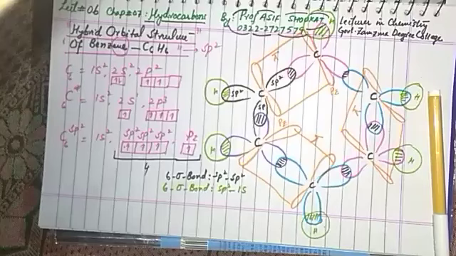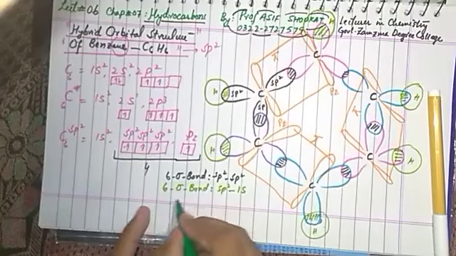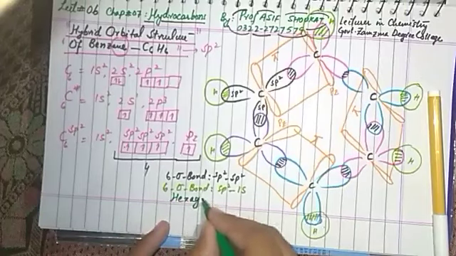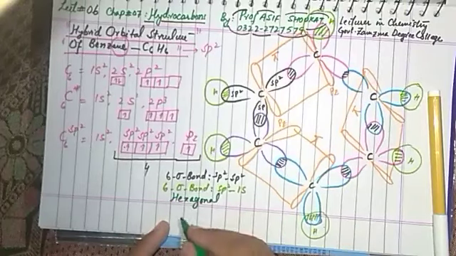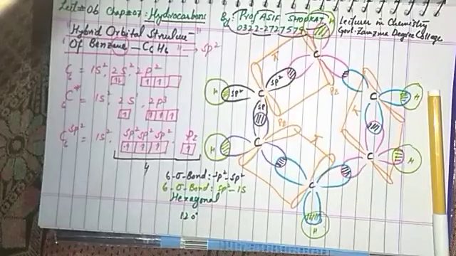Finally, you can have a beautiful look at this hexagonal benzene ring structure. The shape is hexagonal, and the bond angle would be 120. Why 120? Because sp2 hybridization is there. That's all about this shape.